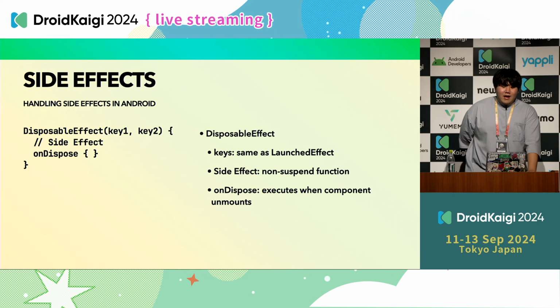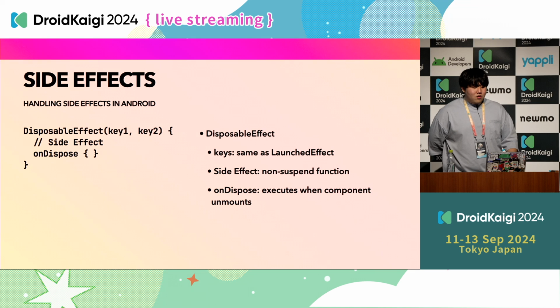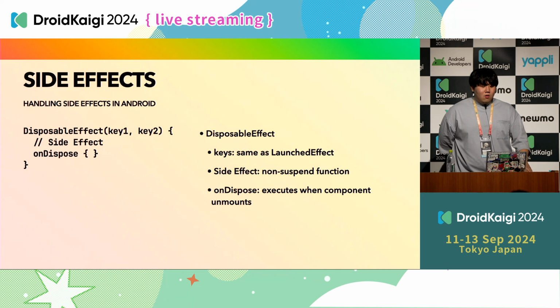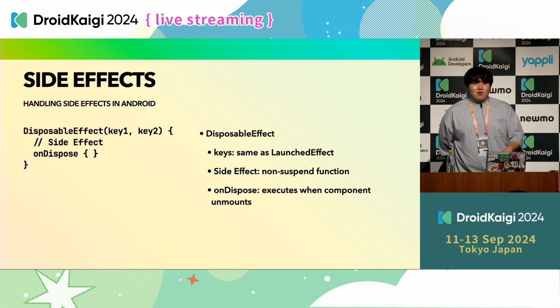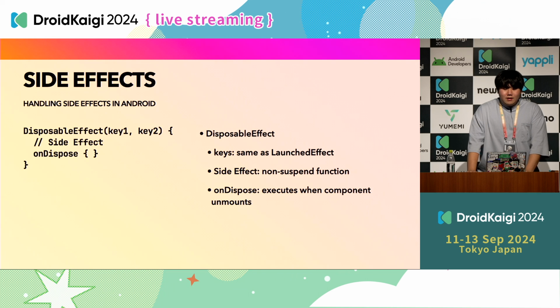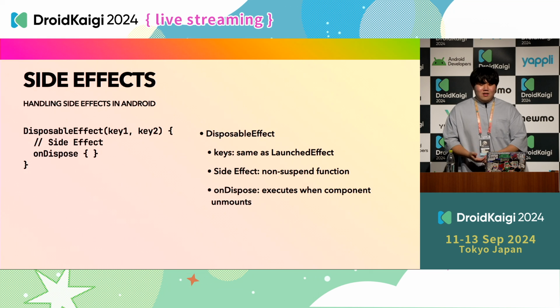DisposableEffect is a handler similar to LaunchedEffect. There are some key differences between the two handlers. The first difference is that the side effect function in DisposableEffect is not a suspend function. As a result, only non-suspend functions can be executed inside it. Secondly, within DisposableEffect, there is an onDispose callback that is triggered when the component is unmounted. You can use this callback to handle any logic that needs to be executed when the screen or component is unmounted.